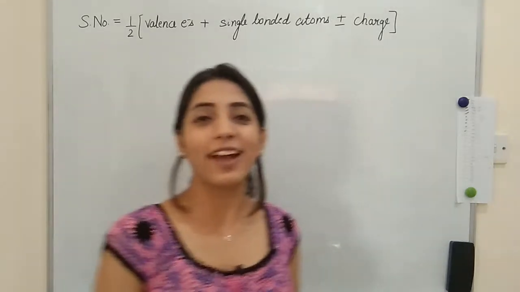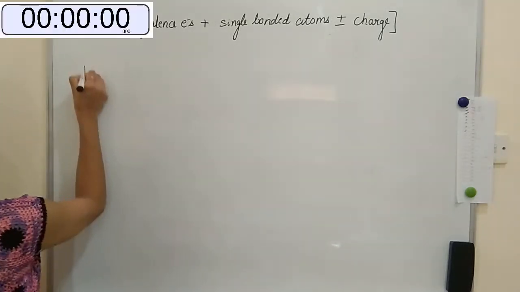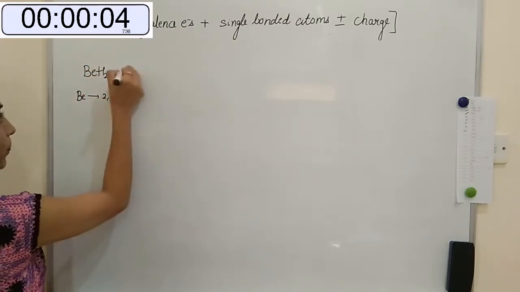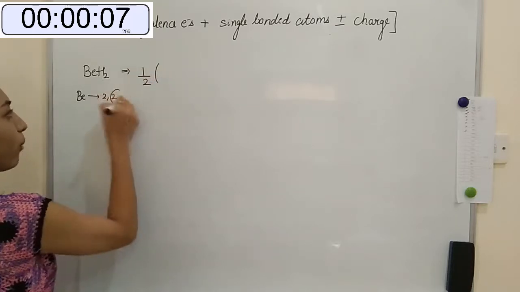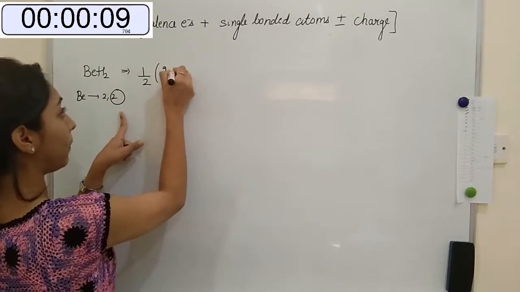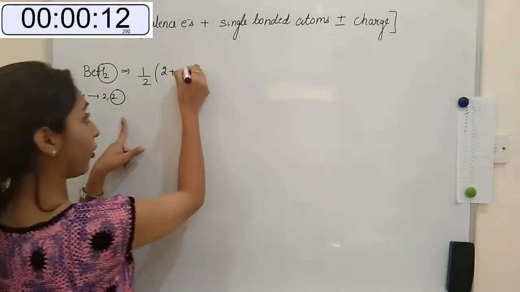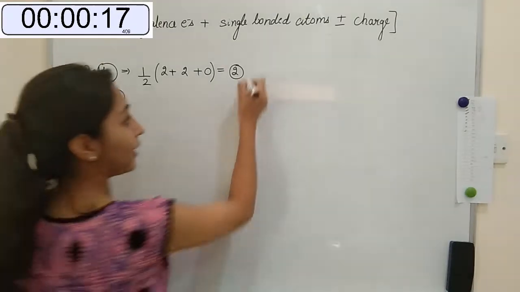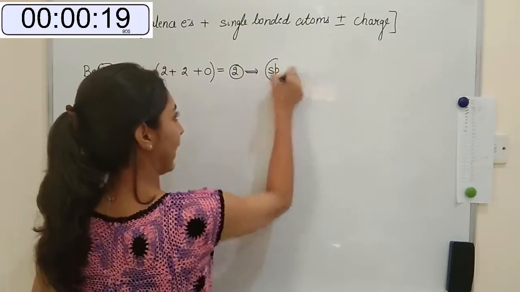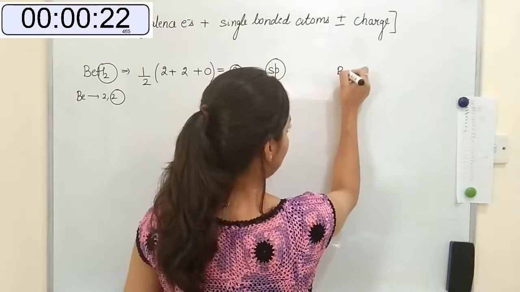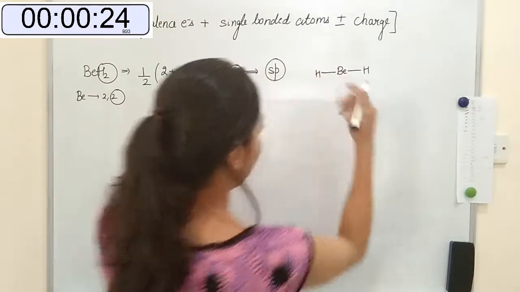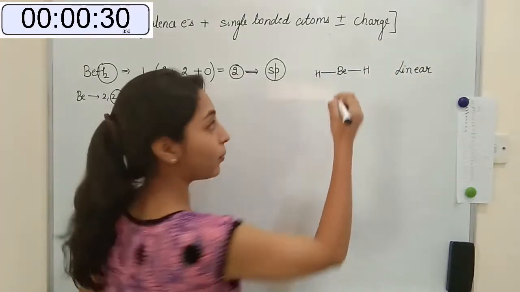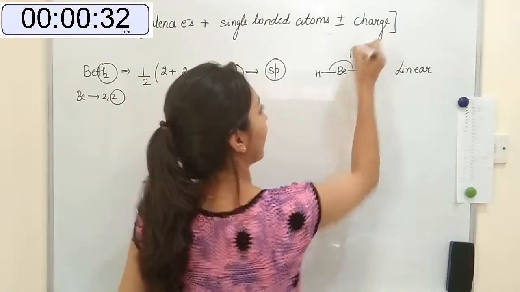So let's quickly get started with the first question, which is BeH2. So beryllium I know is 2, 2. So half number of valence electrons of beryllium is 2 plus number of atoms attached by single bond is 2 plus no charge, so 0, so it comes out to be 2. And if it is 2, the hybridization is sp and the shape will be BeHH. If I take a picture, the shape appears to be linear, right? And the bond angle comes out to be 180 degrees.